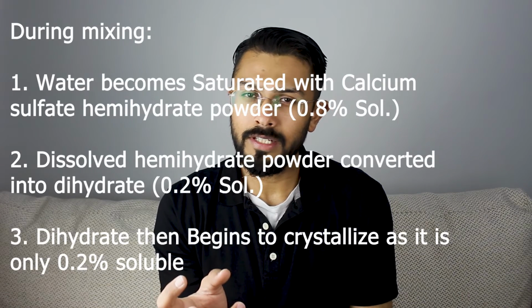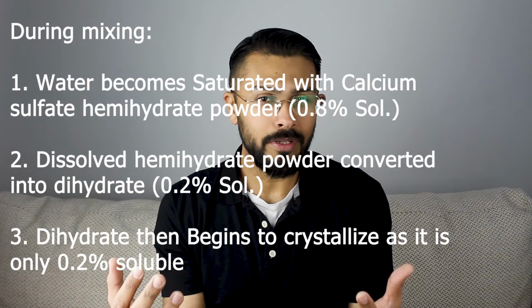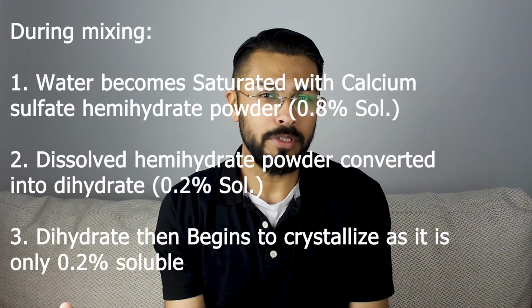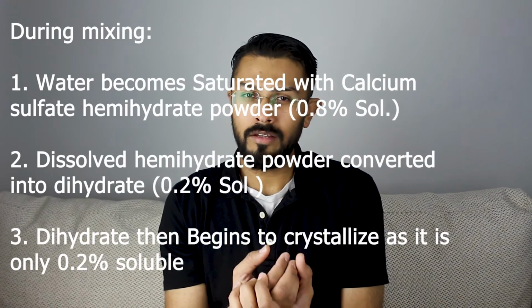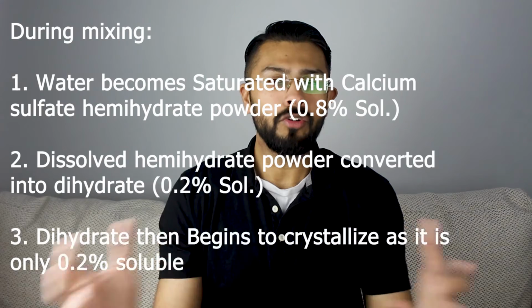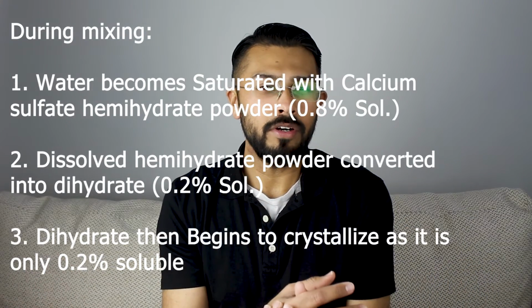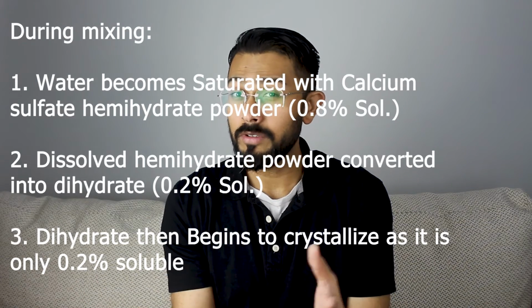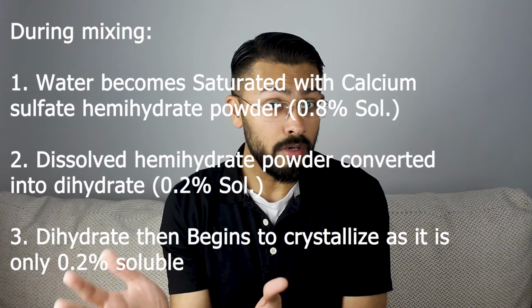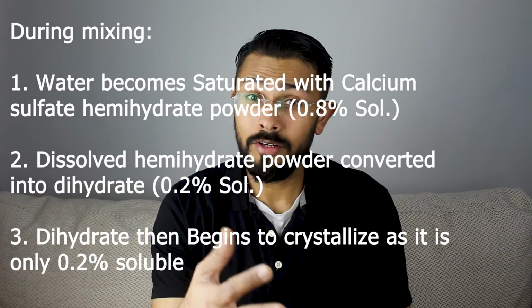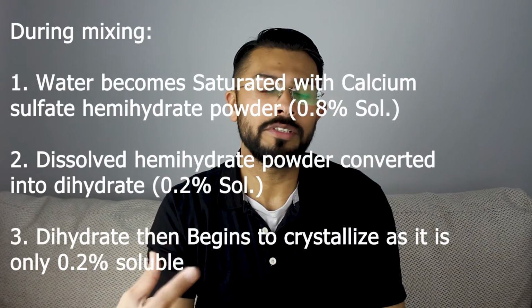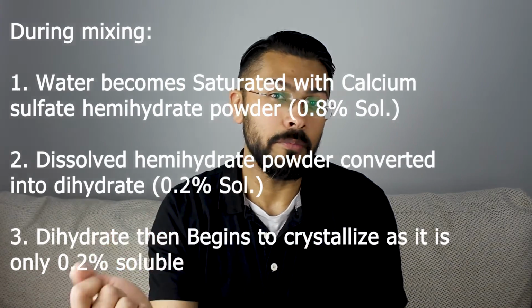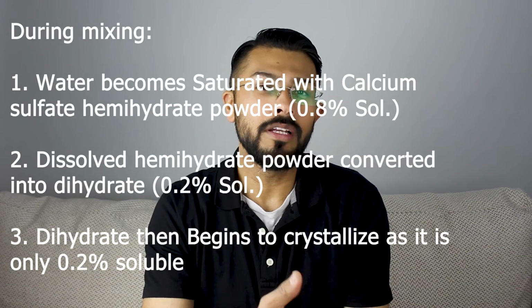The setting process begins rapidly after mixing the powder and water. The first stage in the process is that the water becomes saturated with hemihydrate, which has a solubility of around 0.8% at room temperature. The dissolved hemihydrate is then rapidly converted to dihydrate, which has a much lower solubility of around 0.2%. That means it does not get dissolved in water. Since the solubility limit of the dihydrate is immediately exceeded, it begins to crystallize out of solution. The process continues until most of the hemihydrate is converted to dihydrate.